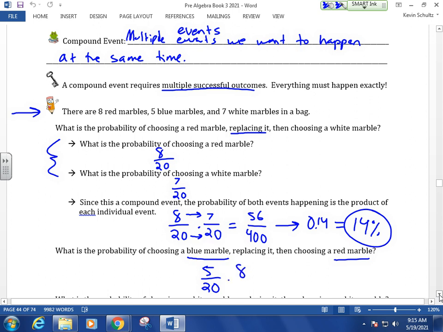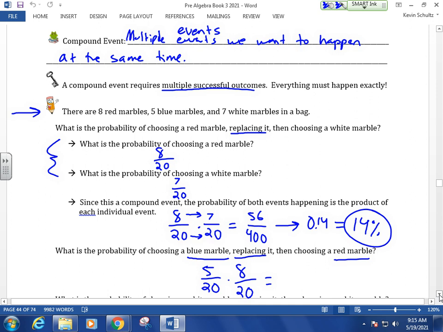And our denominator here is still 20 because we put that first marble back. You really need to pay attention, and we'll come across this a little bit further down the page here, whether you replace the marble or not. If you put it back, there are still 20 marbles in the bag for your second draw. If you don't put it back, well, then things change a little bit, right? So 5 out of 20 for a blue one, 8 out of 20 for a red one.